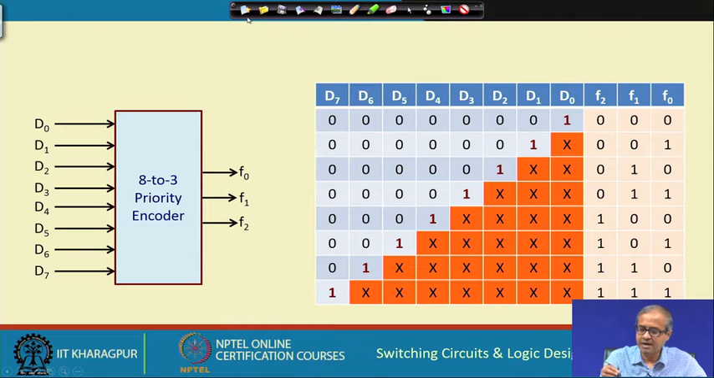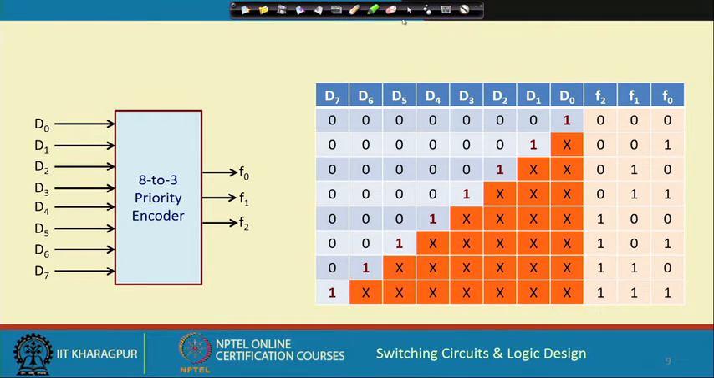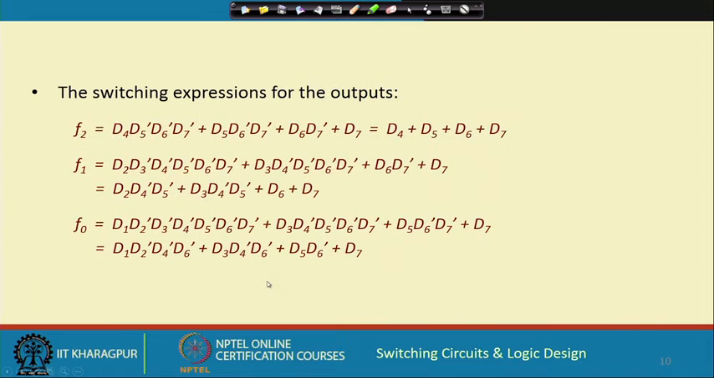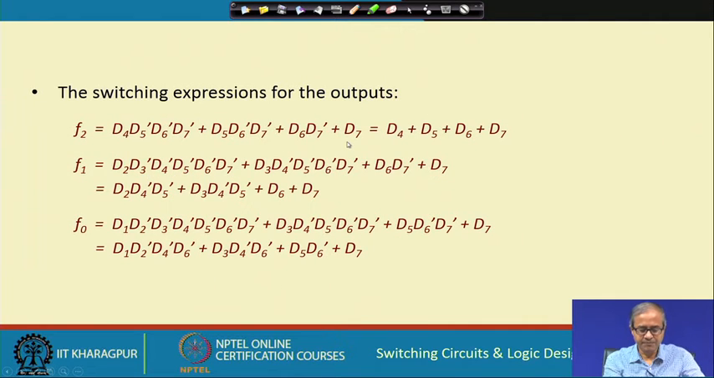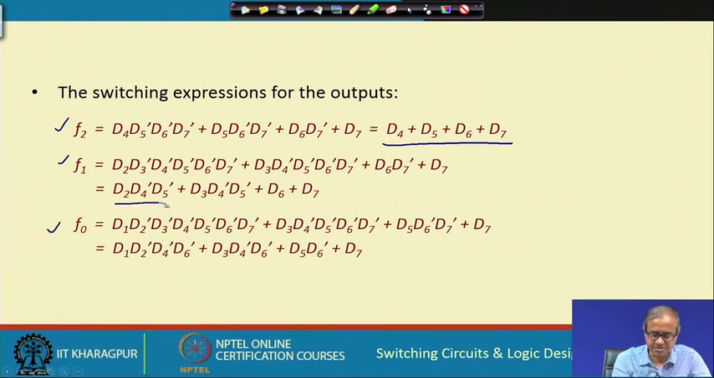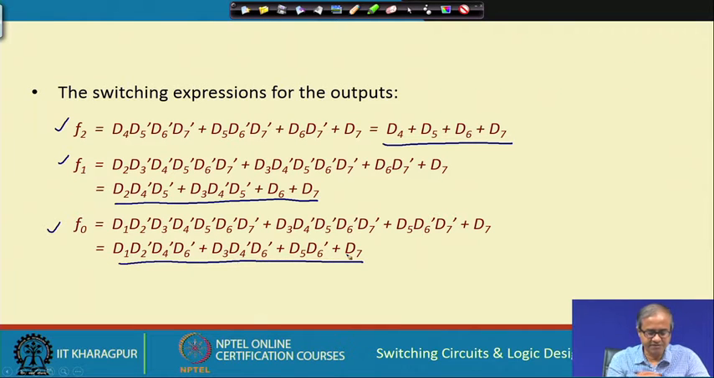Again, I leave it as an exercise for you to find out how to generate the expressions. Here I am just showing the expressions for the outputs. For f 2, f 1 and f 0, if you write down the expressions, then after minimization they will be like this. I leave it as an exercise for you to verify.